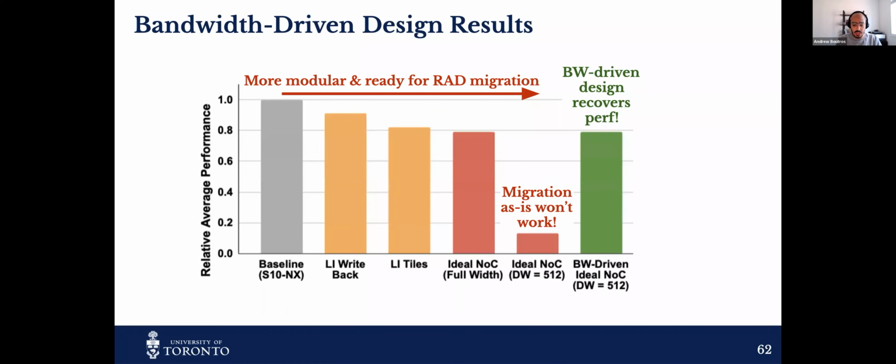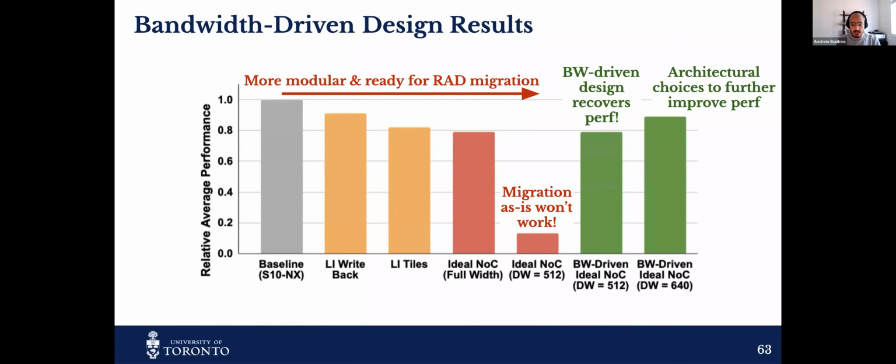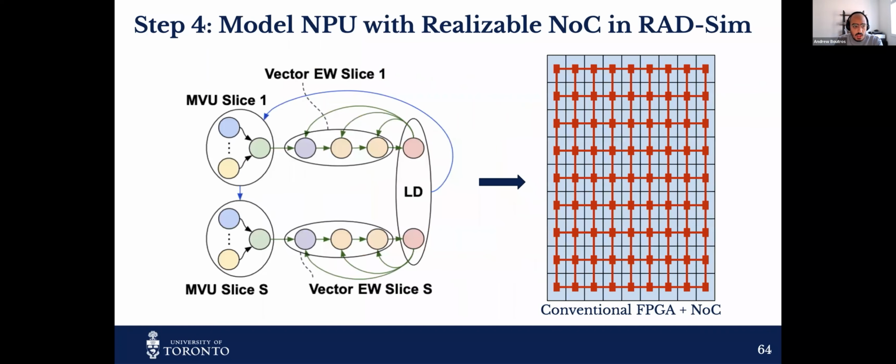And by restructuring the application, we also get some architectural choices. So for example, if we just increase the NoC interface from 512 bits to 640 bits, which is not a drastic increase, we can even get higher performance than that. So this shows the need for doing application and architecture co-design. You need to look at the application and reason about it when trying to migrate to those RADs.